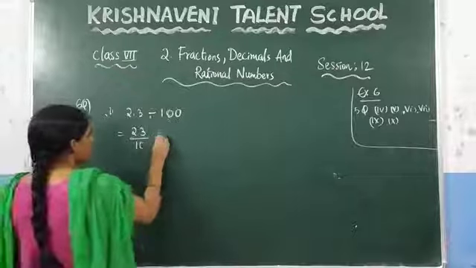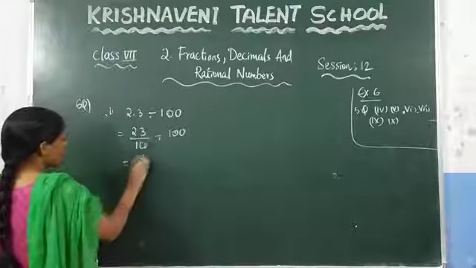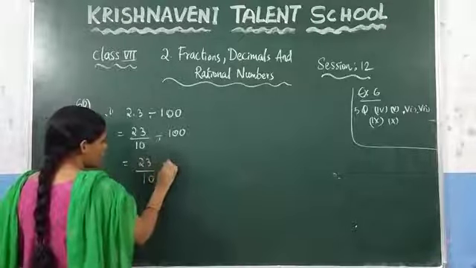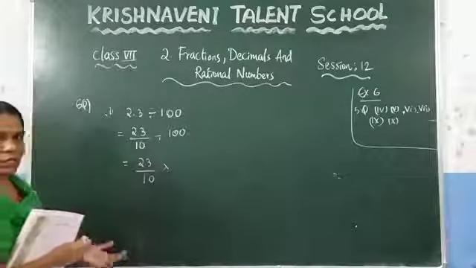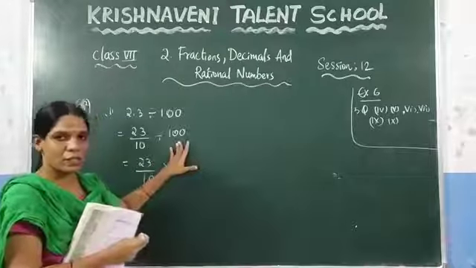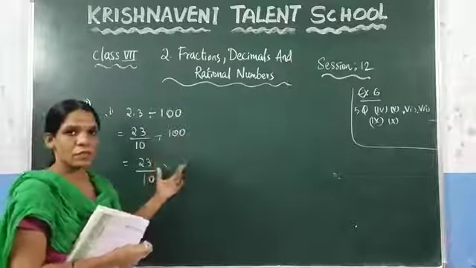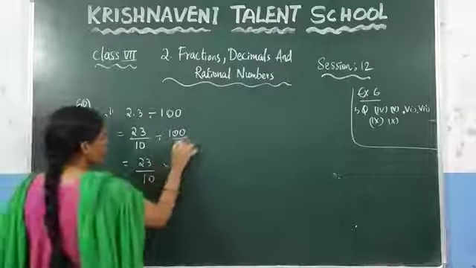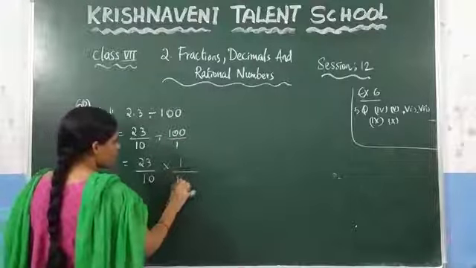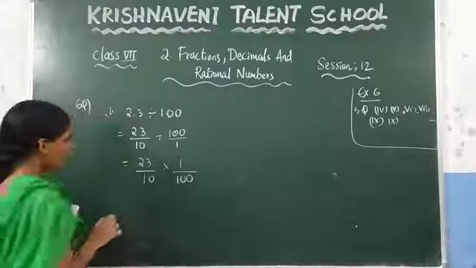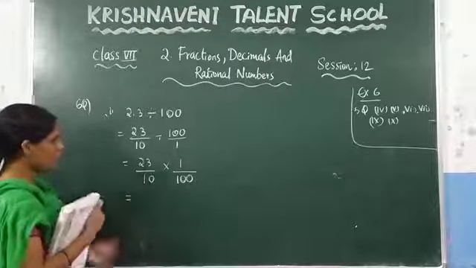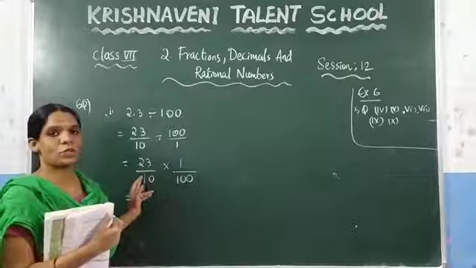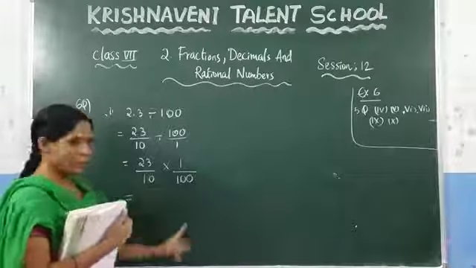So after that divide it by 100. So what you get here? 23 by 10. In case of division, if you keep the multiplication, you need to write the reciprocal of this number. What is meant by the reciprocal? Just change the numerator into the denominator and the denominator into the numerator. And you know that 100 is nothing but 100 by 1. So the reciprocal is 1 by 100. Now multiply it. We have already learned in this fraction chapter how to multiply two fractions. Just multiply the numerators and multiply the denominators.